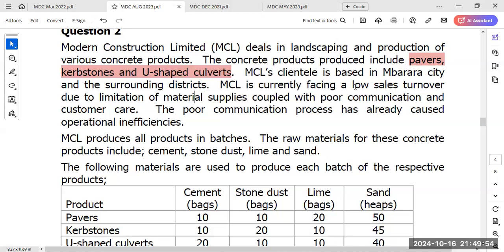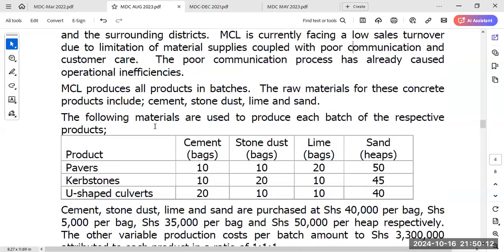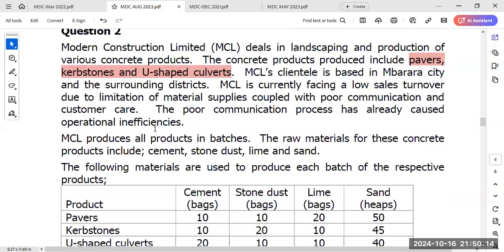This company is currently facing a low sales turnover due to limitation of material supplies, coupled with poor communication and customer care. And you see the reason why they are giving you this is because of the last part. The poor communication process has already caused operation inefficiencies. Okay.